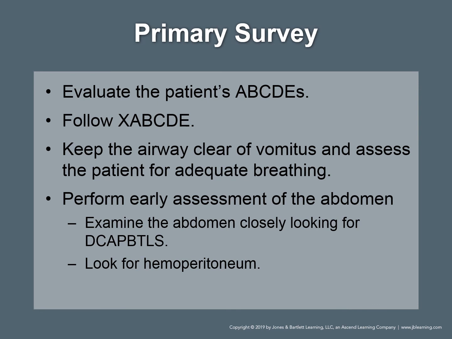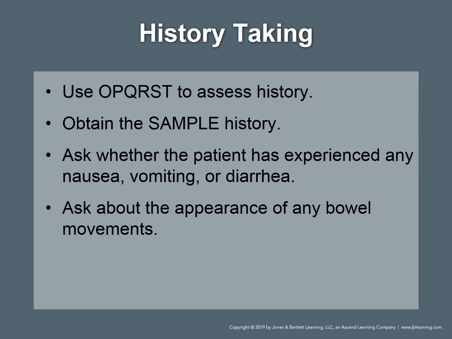Same concept with every other patient: DCAP-BTLS, airway, breathing, circulation. Remember your exsanguinating hemorrhage, and look for hemoperitoneum. That's blood in the abdomen. Tenderness, rigidity, distension, swelling, bruising, Cullen sign, Grey Turner sign. Those are the signs you're looking for.